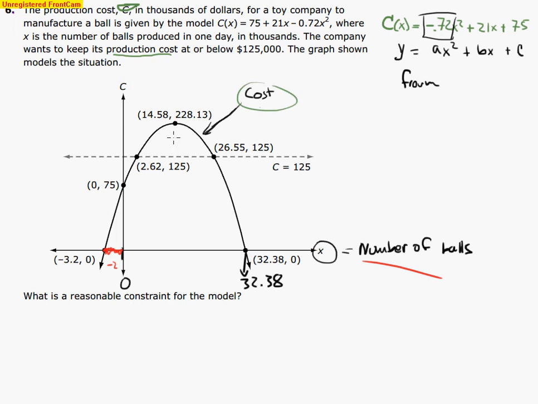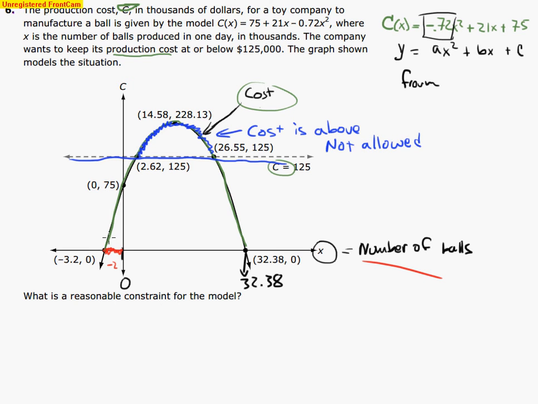So, in other words, their cost, which is this whole curve, needs to be under 125,000. So my curve here needs to be under this guy. So if I go and I say, okay, I have to be under this line, clearly this part of the graph is not allowed. He's above. Cost is above, not allowed.